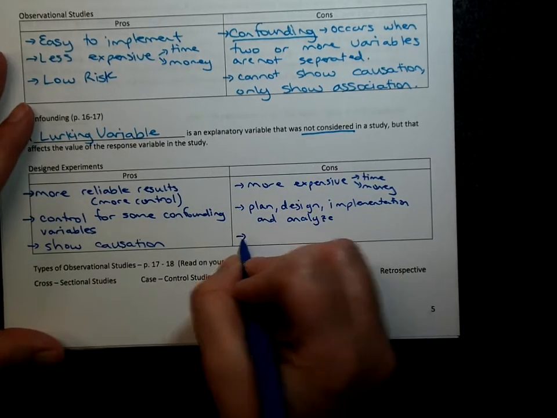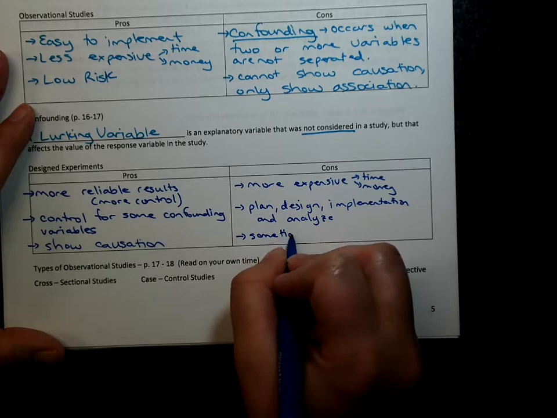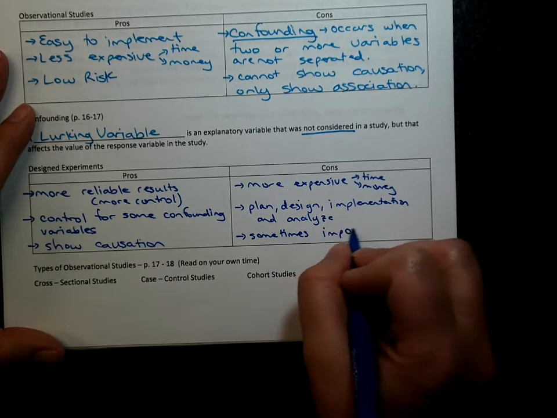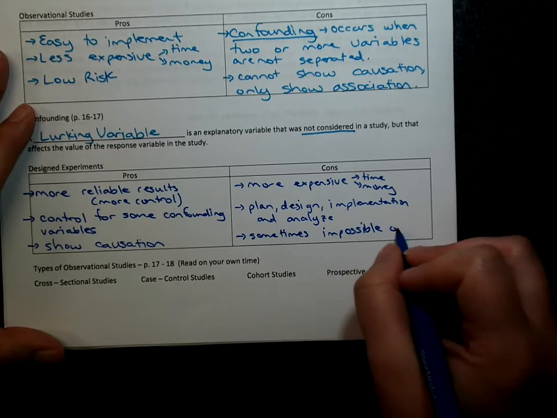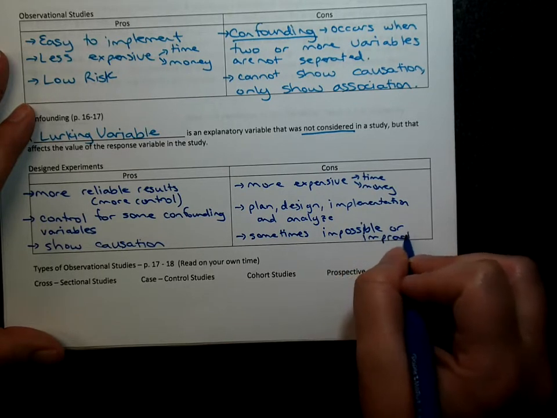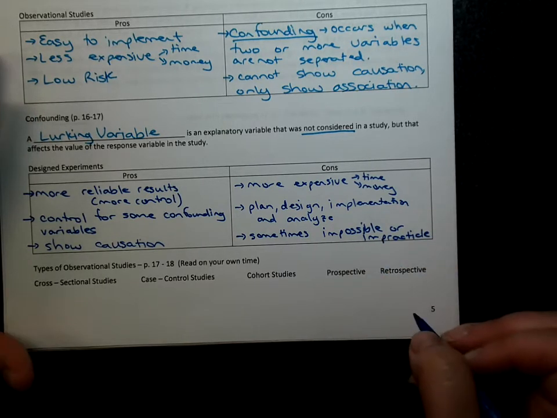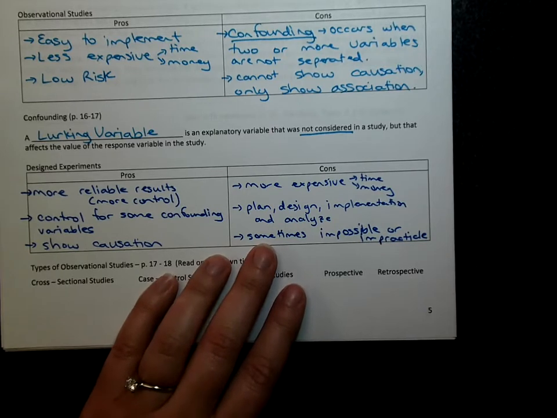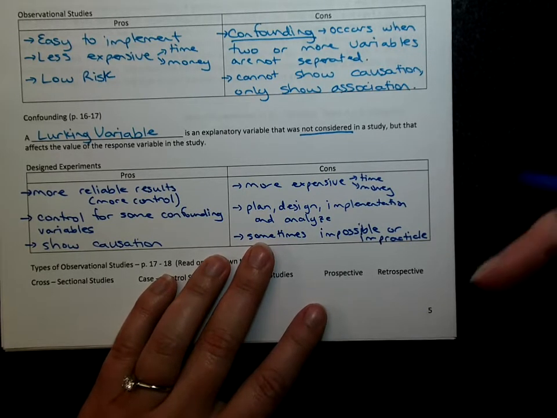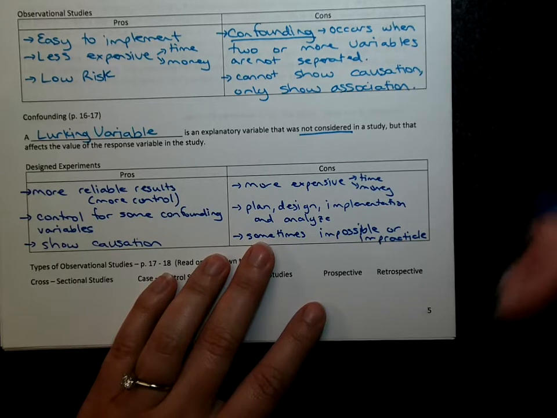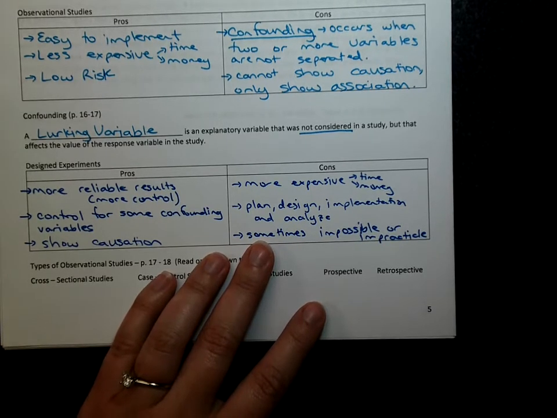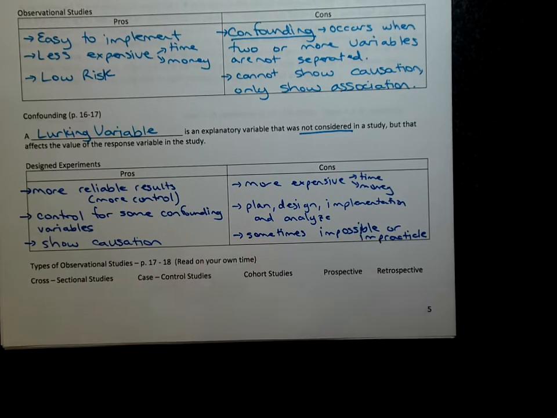And sometimes you cannot do an experiment. So it's sometimes impossible or impractical. I don't know if I spelled that correctly, but we'll pretend like I did. It could also be harmful sometimes. And so if we're trying to study smoking habits, I can't force someone to smoke. If I'm trying to study cancer, I can't give someone cancer. So sometimes it's harmful, and you just can't do an experiment. You just have to wait and study what happens. So sometimes it's not possible to do designed experiments.